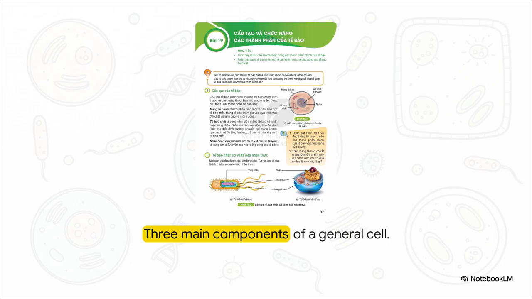You've got the cell membrane on the outside, the cytoplasm filling up the inside, and the genetic material safely anchored right in the center. These 3 elements, they're completely non-negotiable for life. Without them, a cell simply cannot function. So let's break down exactly what each of these crucial components actually does for us.